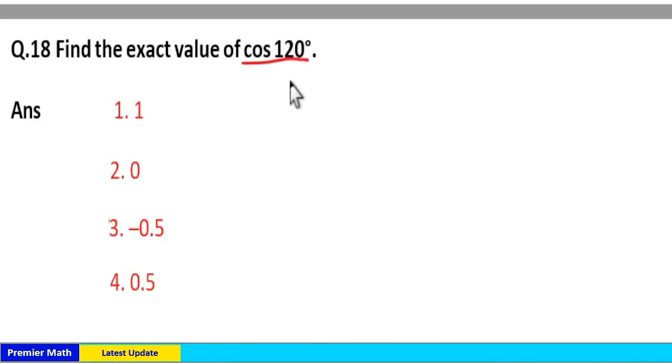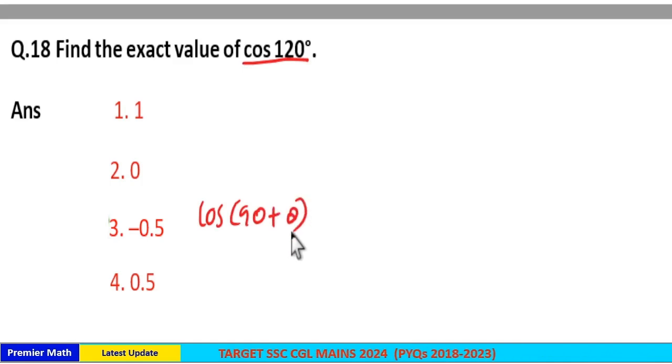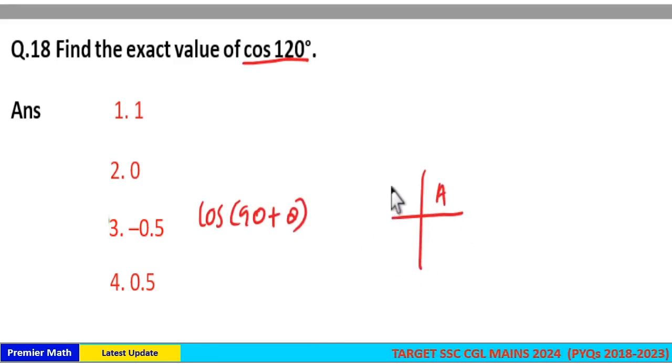Find the exact value of cos 120. Cos 120 is in the form of cos 90 plus theta. 90 plus theta is in the second quadrant. In the first quadrant, all are positive. In the second quadrant, sine and cosec are positive. In the third quadrant, tan and cot are positive. In the fourth quadrant, cos and sec are positive.